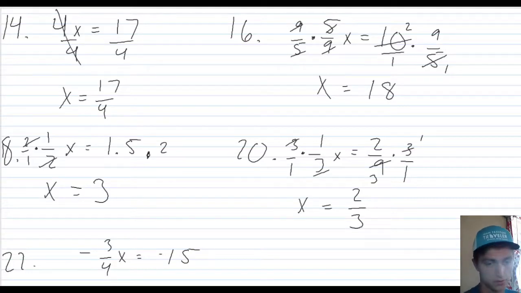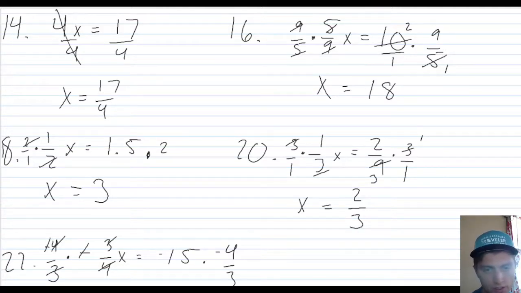Negative 3 over 4 times x equals negative 15. How do we undo multiplication by negative 3 over 4? Multiply by the reciprocal, negative 4 over 3. Cancel, cancel, cancel, cancel. Negatives cancel as well because there's 2 of them. Left with x. What we do to one side, we do to the other, so we're multiplying by negative 4 over 3 as well. We'll go ahead and turn that 15 into 15 over 1.